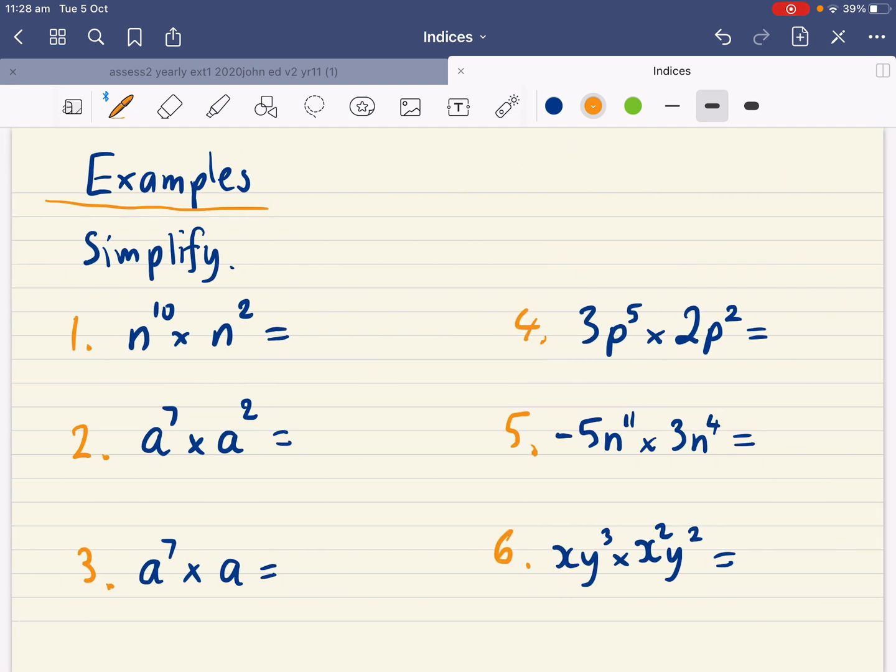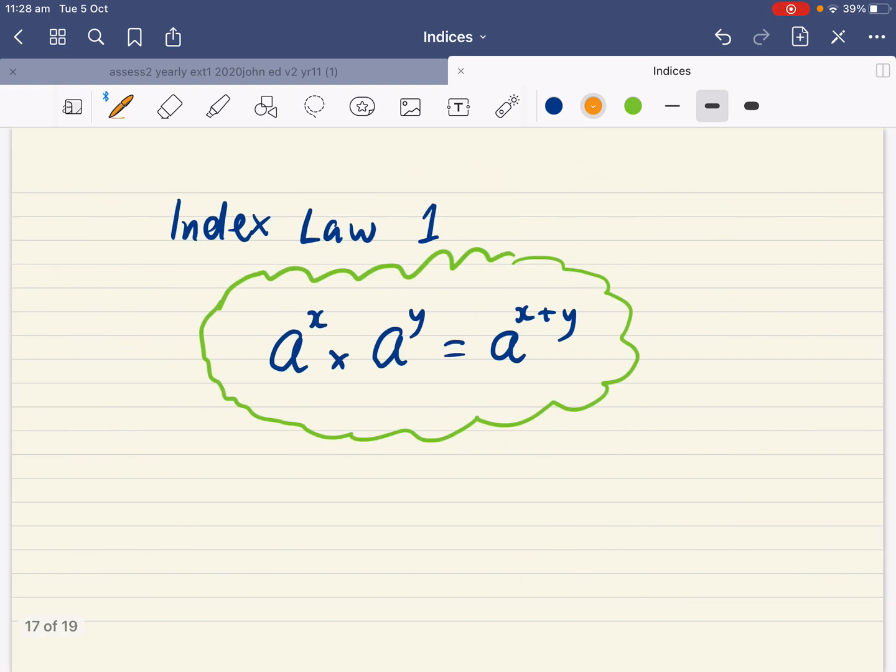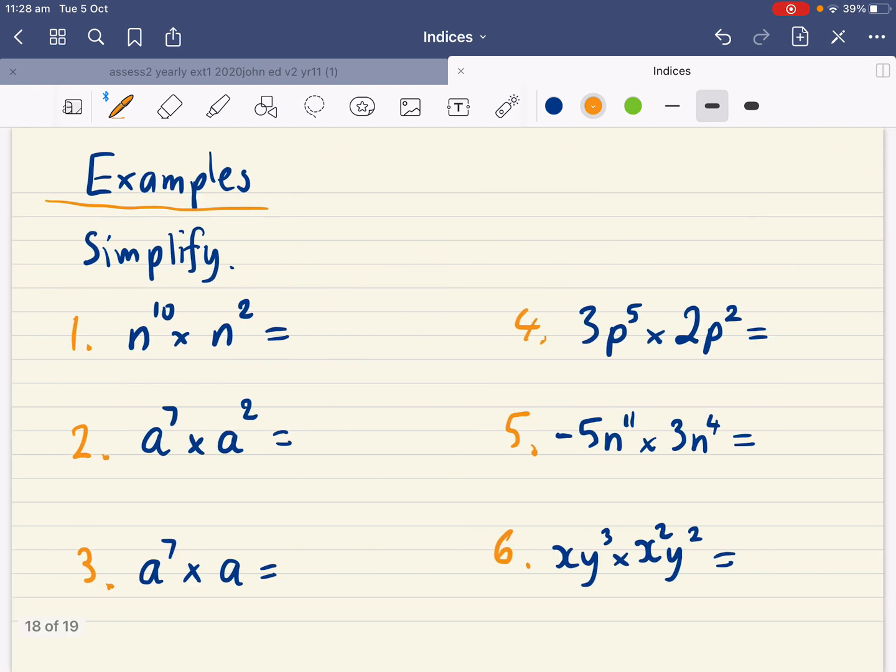I've got 6 examples here. Don't stress, I'm actually going to be going through these ones for you. All I want you to do at this point is just watch. Oh, by the way, make sure you've got that index law number 1 copied into your books. Pause the video if you need to. All right, so on to our 6 examples. These will cover from the simplest up to the hardest that you're going to need to deal with as far as index law number 1 goes.